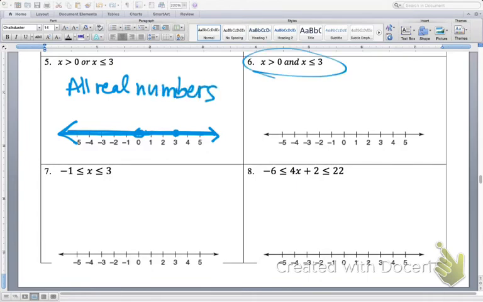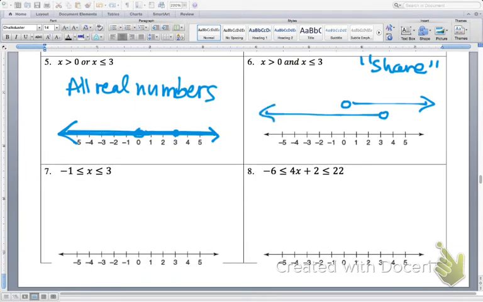Okay, we have the same inequality here, but with just the word and here. So let's go ahead and graph that. Again, it's an and, so I'm going to go above because I'm looking for where they share those answers. So at 0, I'm going to put a circle above, and it's going to be greater than. At 3, I'm going to put a circle above, then go less than. I'm going to look for where do they share answers.